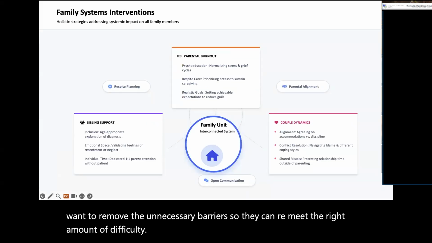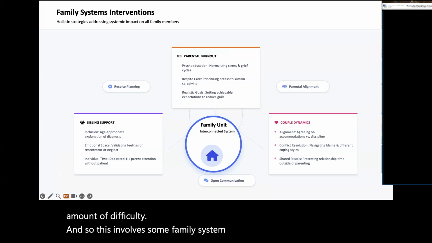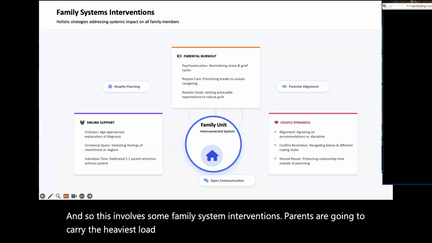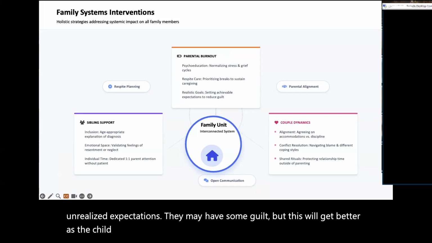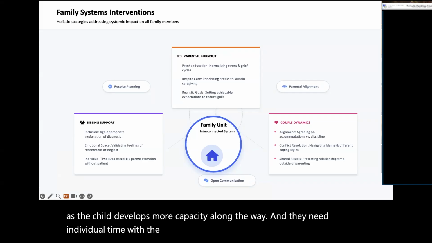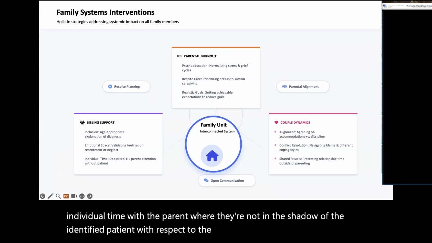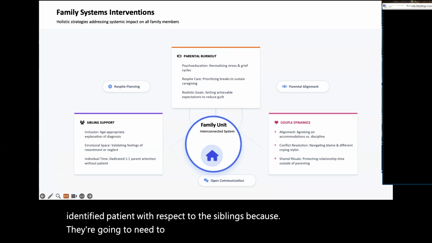And so this involves some family system interventions. Parents are going to carry the heaviest load here because it's a lot of unmet, unrealized expectations. They may have some guilt, but this will get better as the child develops more capacity along the way. And they need individual time with the parent where they're not in the shadow of the identified patient with respect to the siblings because they're going to need to be attended to as well. They need to be included in this family dynamic.